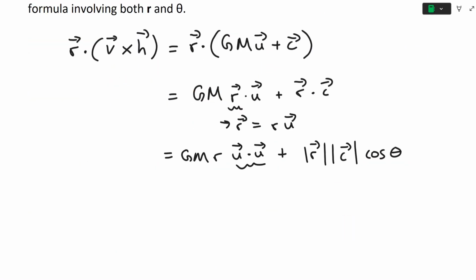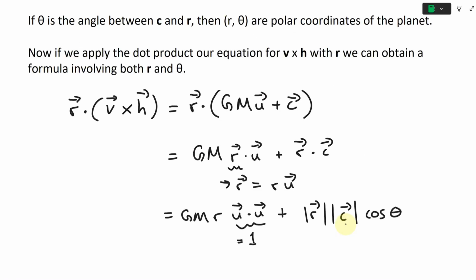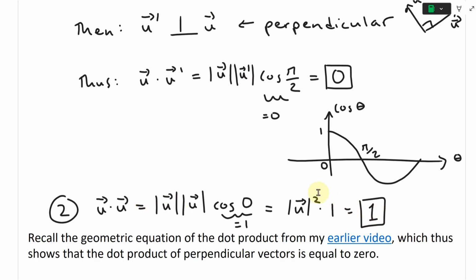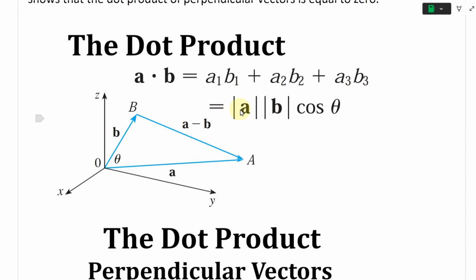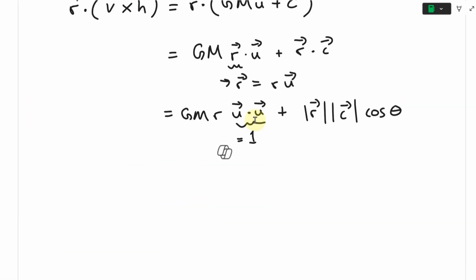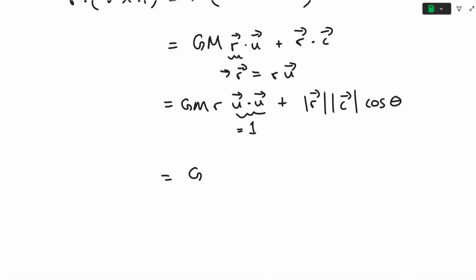And now this part just equals 1. We already solved that earlier above, so u dot u is just equal to 1, and we have the geometric equation here for the generic one, for our c and our r. All right, so what we end up getting is capital G M r, and now plus r c cosine theta, where again we know that r is the magnitude of the r vector, and c is the same thing, the magnitude of the c vector. So cosine like that.